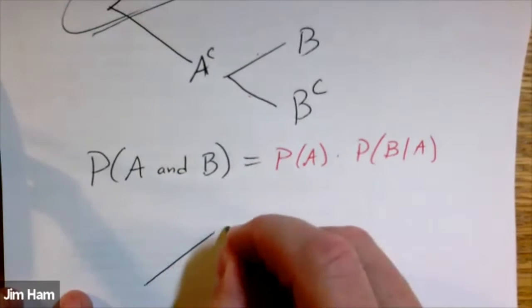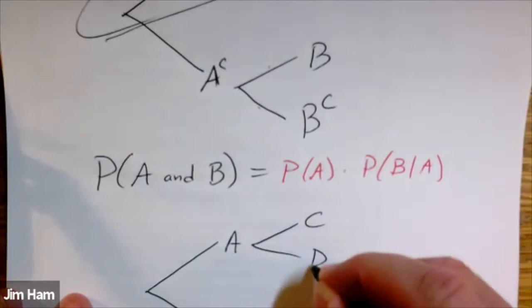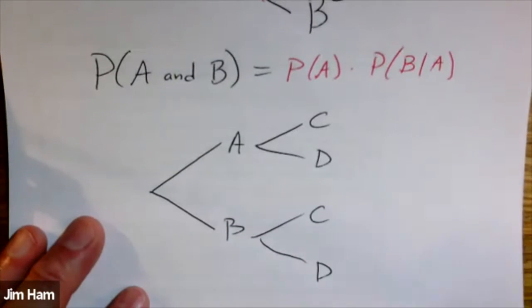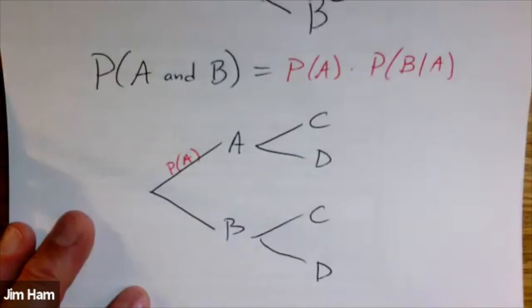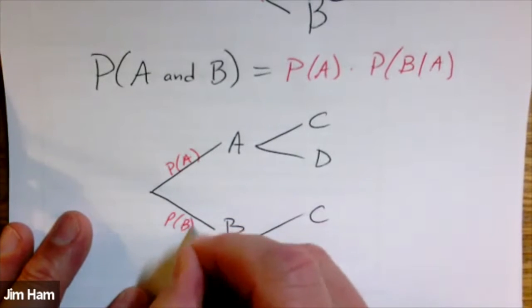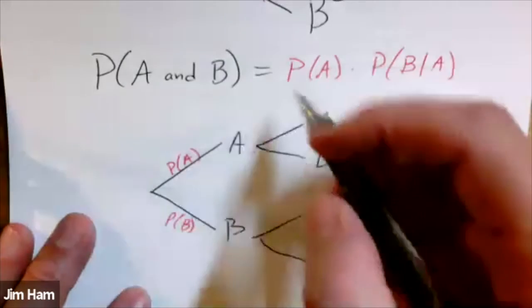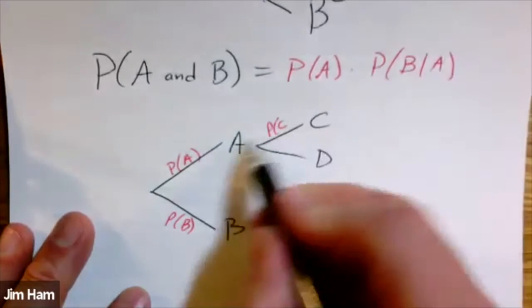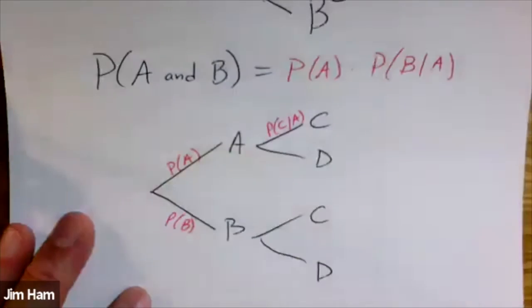All right, so let me try another one. A, B, C, D, C, D. So this one is the probability of A. Nothing has occurred before that. This one is the probability of B. Nothing has occurred before that first trial. All right, now this one here is the probability of C, but A has already occurred. So we're going to write this as a conditional probability.